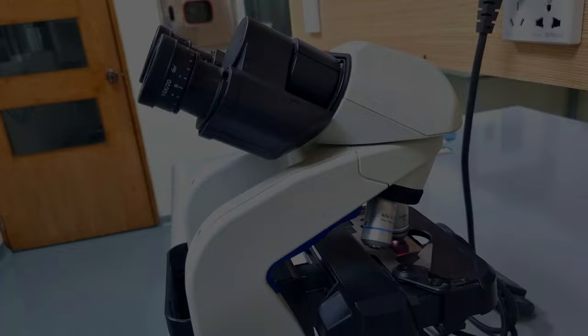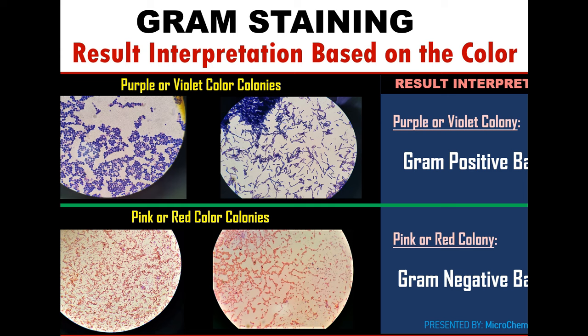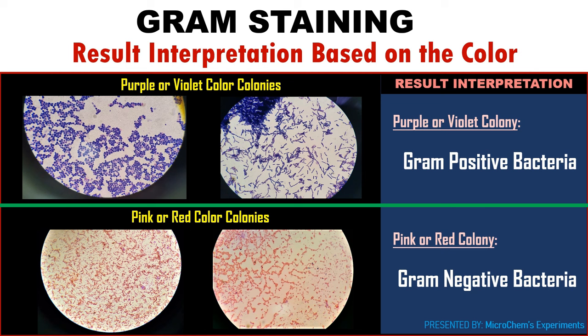In this step, we will observe several gram staining results and we will learn to interpret these results. Let's learn about the theory of result interpretation first. This is how we interpret the result based on colony color. The tested bacteria will be considered as gram-positive if the colony color is purple or violet. On the other hand, pink or red color colonies are considered as gram-negative bacteria.